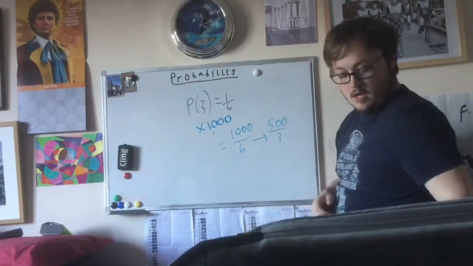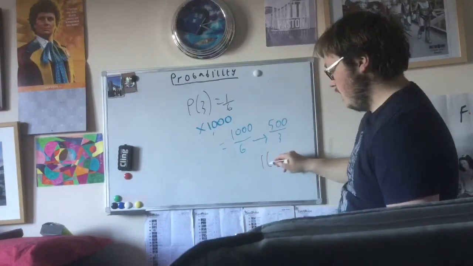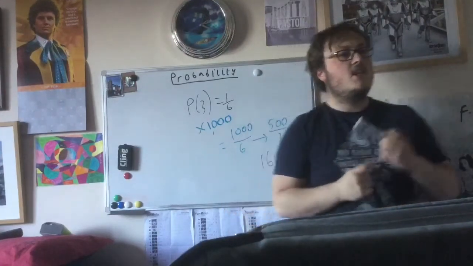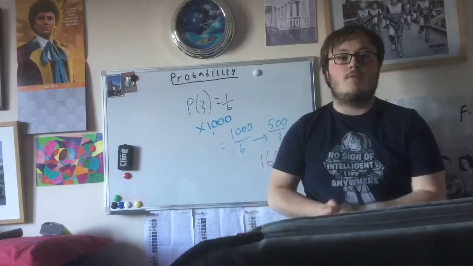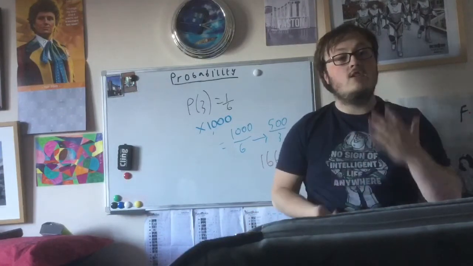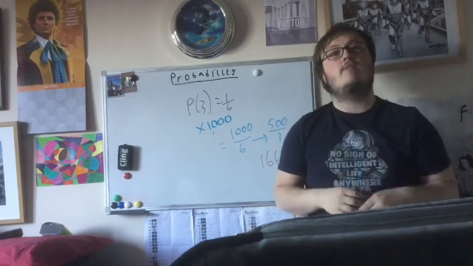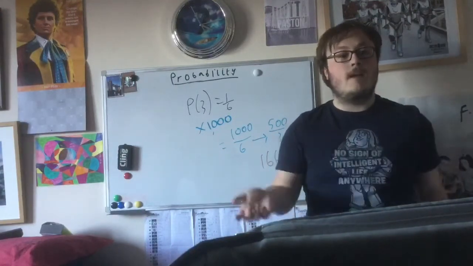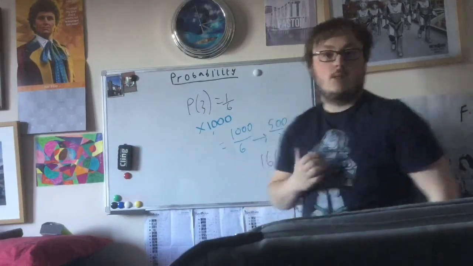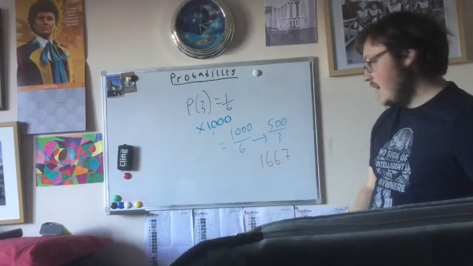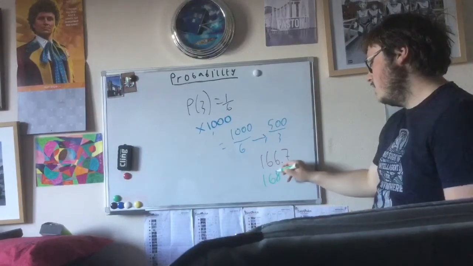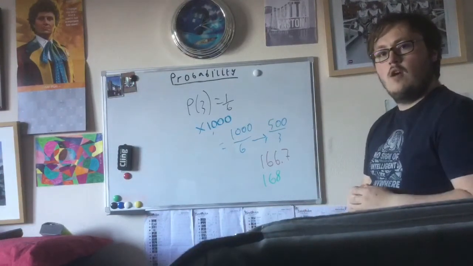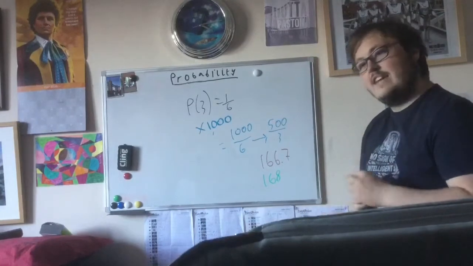That's the same as 166.7. So obviously you can't get a 0.7 of a roll. You can't. So what I do in these is I round it up to the nearest whole number. You don't round it down because it makes the prediction less in your favour. So I round it upwards. So I'm predicted in this case then to get 168 threes in this roll. You might be about 1 or 2 off, but this is the closest and most accurate prediction you can get.